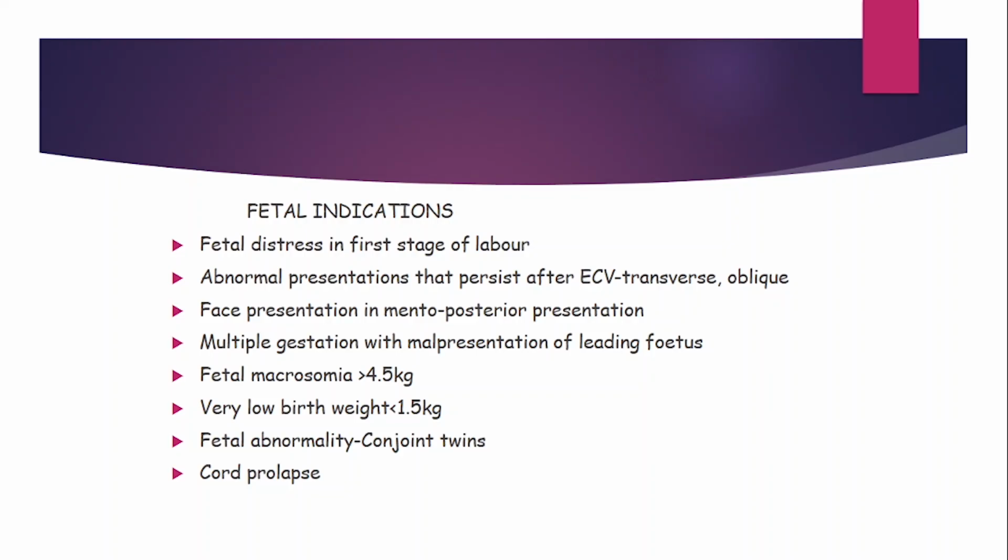So what are the fetal indications for carrying out cesarean section? Fetal distress in the first stage of labor, abnormal presentations that persist after external cephalic version, transverse lie, oblique lie that will require cephalic version, but if these abnormalities persist, you may have to deliver the baby abdominally. Then face presentation in mentum posterior position. Then multiple gestation with malpresentation of the leading fetus. Fetal macrosomia, usually greater than 4.5 kilograms. Very low birth weight, usually less than 1.5 kilograms. Fetal abnormality like conjoined twins. Then, of course, if you have an acute emergency like cord prolapse, you want to bring out the baby as early as possible. So you will have to go through abdominal delivery, especially if the woman is remote from second stage of labor.